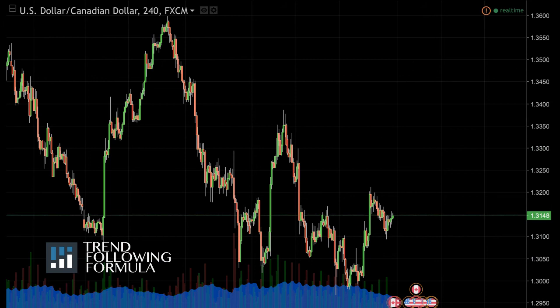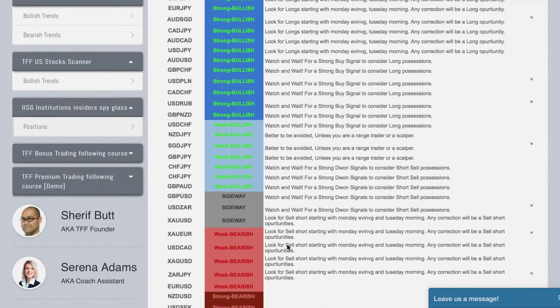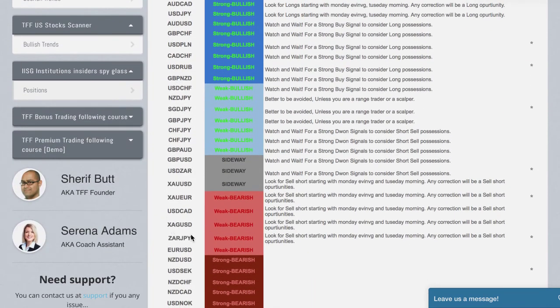And if we will have a very quick look on our trusty TFF tool, we will find that actually the gold is sideways. There is actually an equal number of institutional buyers and sellers in gold.